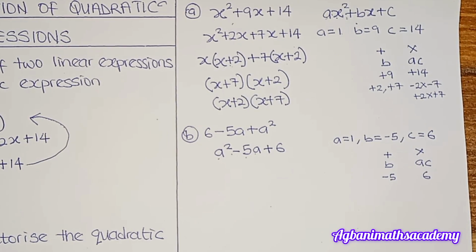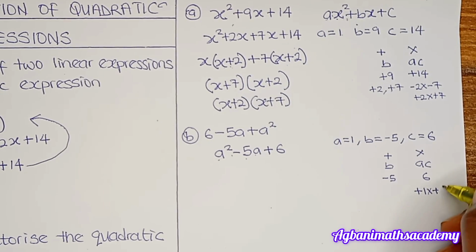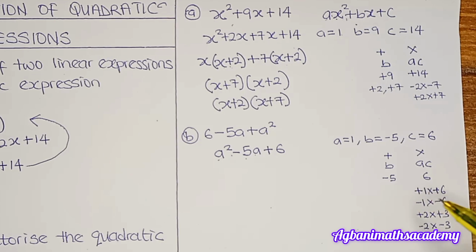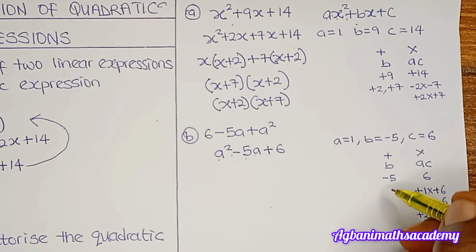So what are the numbers that will multiply to give us 6? We have plus 1 times plus 6, minus 1 times minus 6. We have plus 2 times plus 3, minus 2 times minus 3. So among these values, which ones will add up to give us minus 5? Plus 1 plus 6 will give us plus 7. Minus 1 minus 6 will give us minus 7. Plus 2 plus 3 will give us plus 5. And minus 2 minus 3 will give us minus 5. So the two numbers are minus 2 and minus 3.